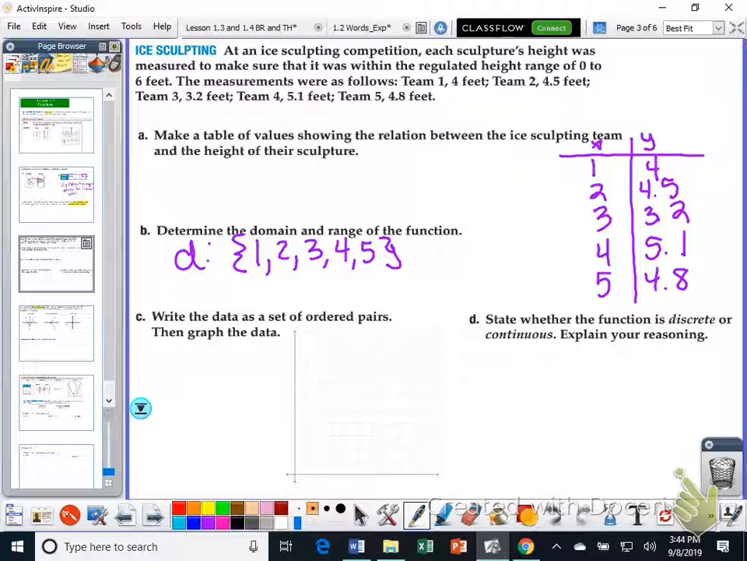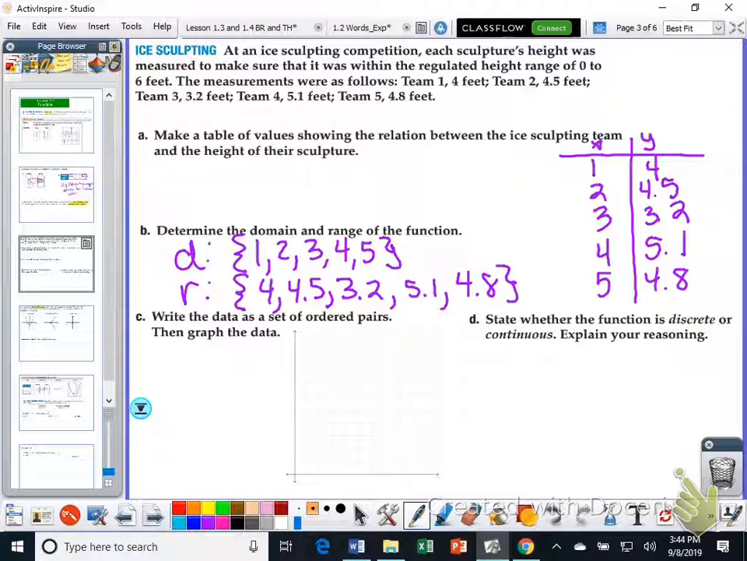Range R, colon, brace, and then it's 4, 4.5, 3.2, 5.1, and 4.8, brace. So there's your domain and the range. Now write the data as a set of ordered pairs, then graph the data.